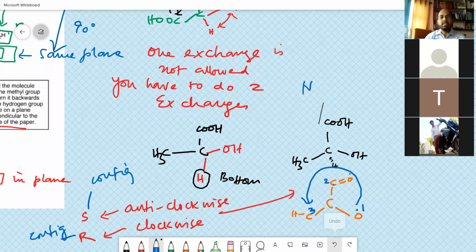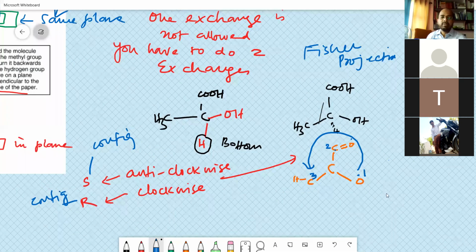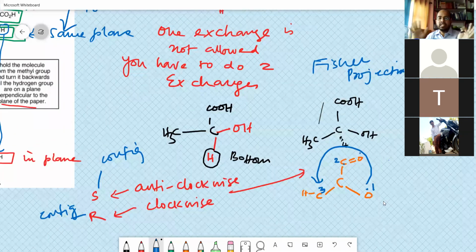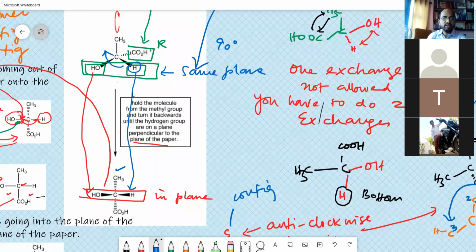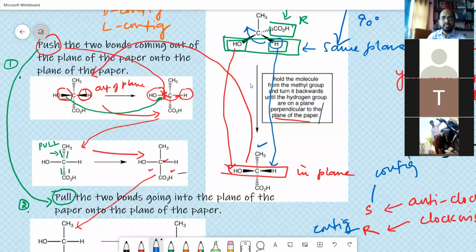So that is why Fischer projection formula. By the use of this Fischer projection formula, it becomes convenient to describe a three-dimensional structure in a two-dimensional structure. Okay. Hope you have followed this. You write down these points, that is the 4 points.